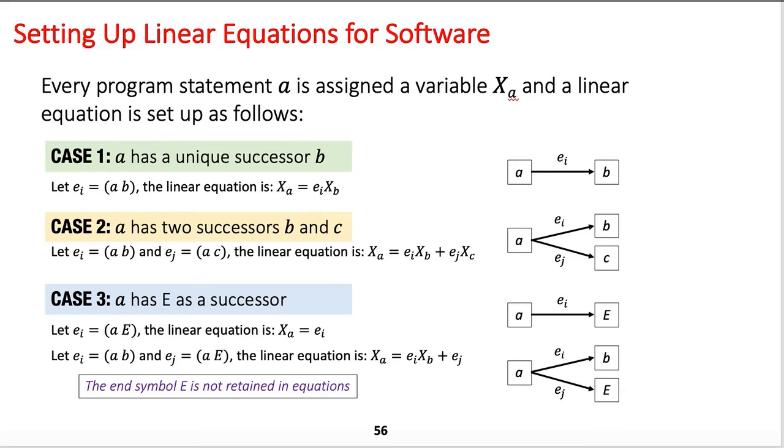So how do we set up the linear equations? We have to consider three cases. Case 1: if A has a unique successor, there is only one successor element. For example, A has a successor B and we have this successor element E sub I. Then we set up the equation x sub A is equal to E sub I times x sub B.